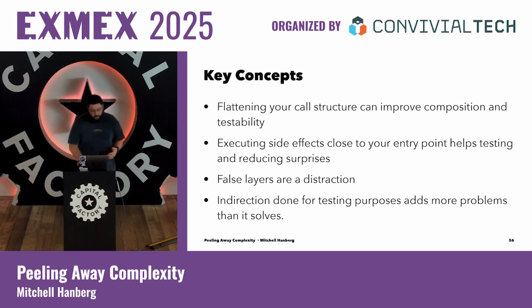To start wrapping things up, the key concepts I wanted to share with everyone are: flattening your call structure can improve composition and testability. Executing side effects closer to your entry point helps testing and reduces surprises down the line. False layers are generally a distraction. And indirection done for testing purposes adds more problems than it solves.